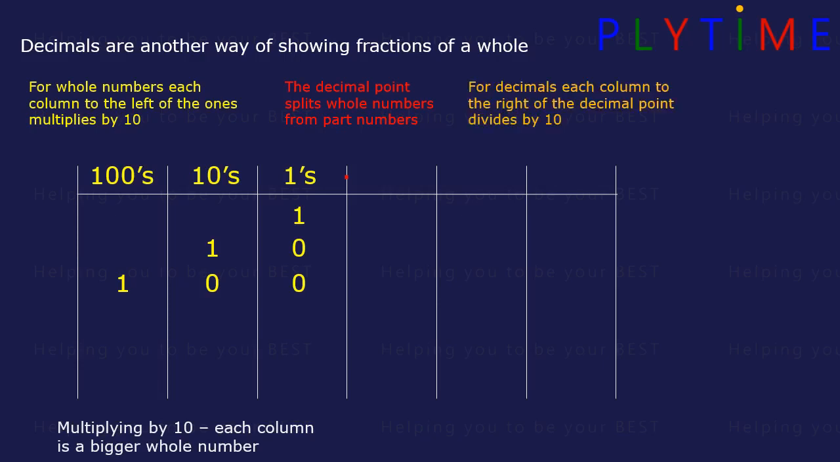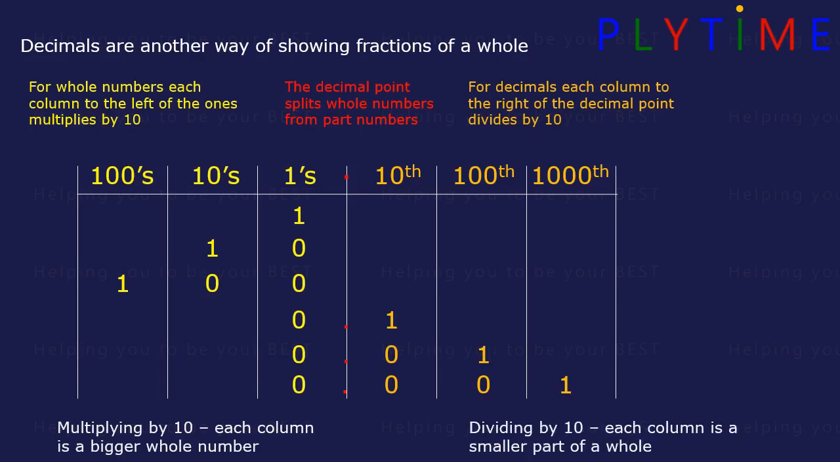For decimals, each column to the right of the decimal point divides by 10. So we have tenths, hundredths, and thousandths. We have 0.1, 0.01, and 0.001. Dividing by 10, each column is a smaller part of a whole.